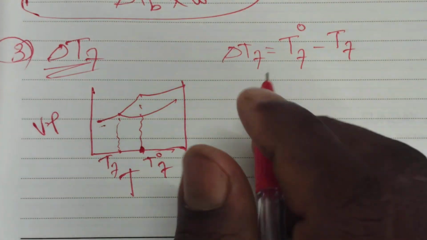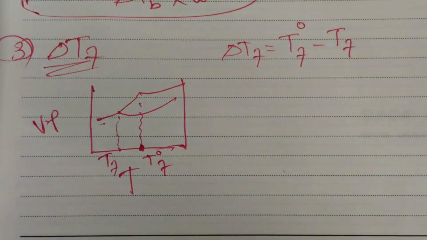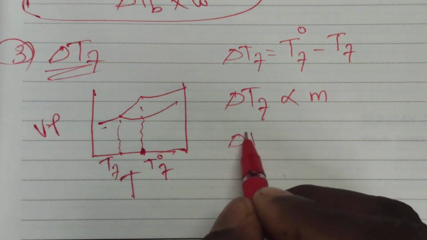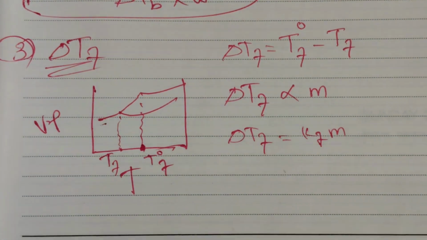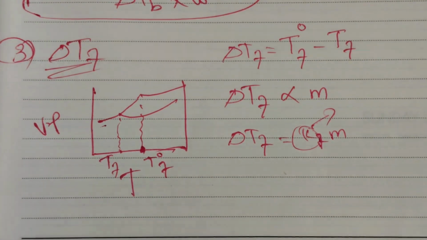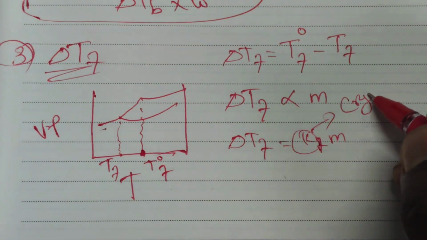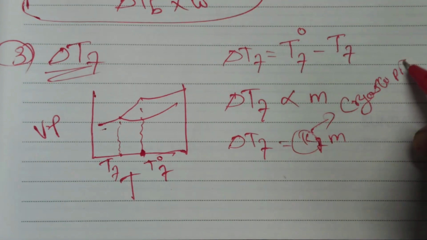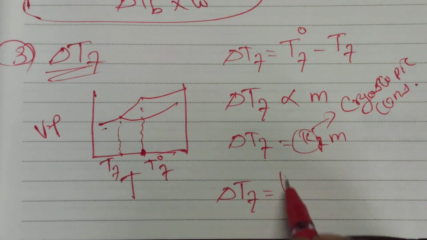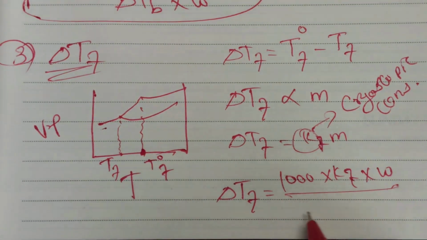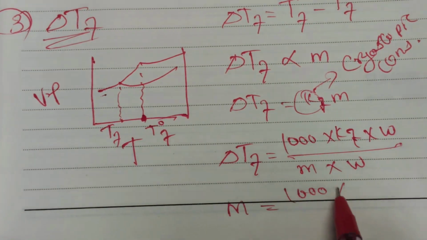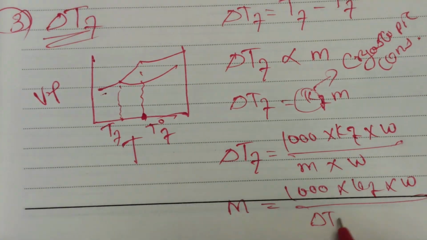The depression of freezing point is also directly proportional to the molality. So delta TF is directly proportional to molality. We can introduce a constant, delta TF is equal to KF into molality. This KF is the molal depression constant, or cryoscopic constant. This formula is delta TF equal to 1000 into KF into w divided by m into W. If you need the molecular weight m, that is equal to 1000 into KF into w divided by delta TF into W.